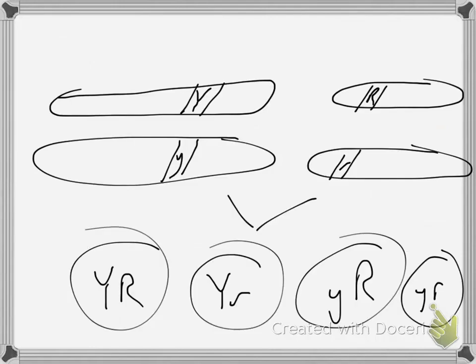So that is the law of independent assortment, which states that each pair of alleles segregates independently of each other pair of alleles during gamete formation, which is exactly what we saw right here. It applies only to genes on different non-homologous chromosomes, which is what we see here. Let's say this is chromosome number 1, we have 2 copies, and this is chromosome number 2. So that is the basis for independent assortment.